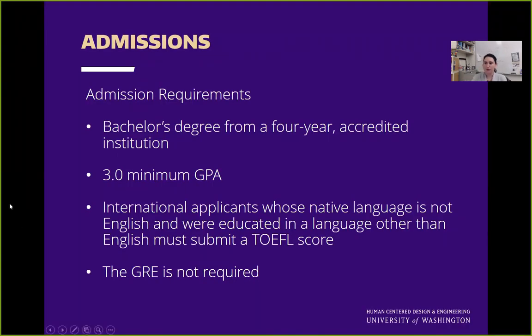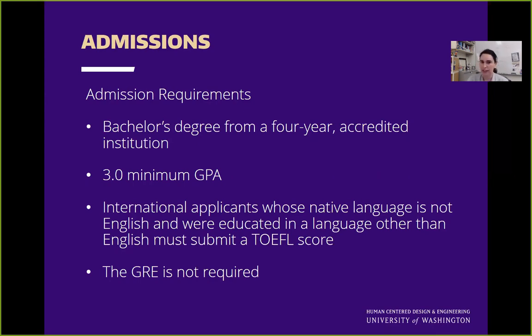Okay, so some admission requirements. This is good information if you're thinking about applying this year. It is required that you have a bachelor's degree from a 4-year accredited institution. So that fits any bachelor's degree from the US. In a location where you may have received a 3-year bachelor's degree, such as India, you would be expected to do at least 1 more year of study to make up for 4 years.